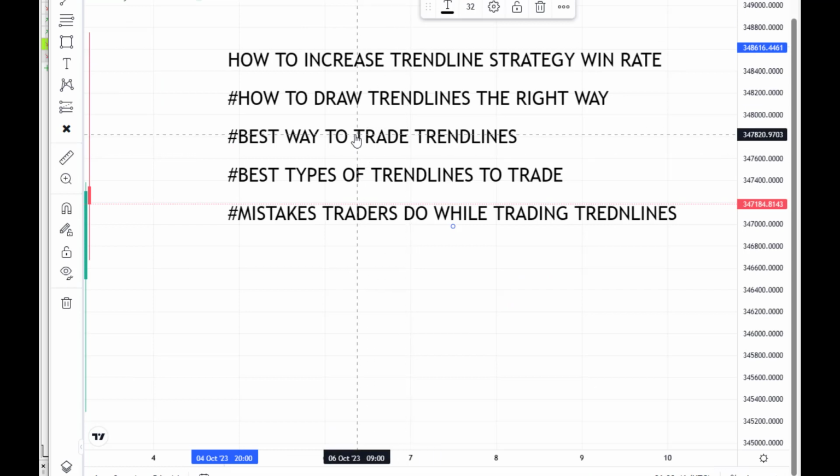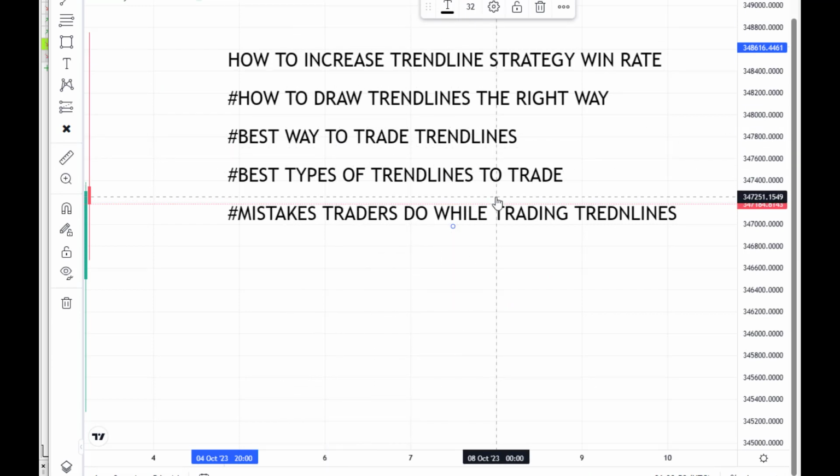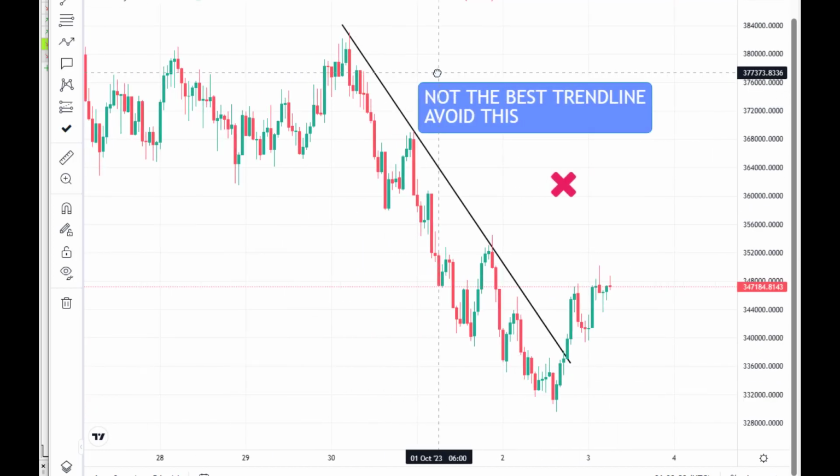Now we said that we have talked about the best way to trade, and now the best types of trend lines to trade. Now I'll share with you two types of trend lines. The best types of trend lines to trade, we see this is another type of trend line here. This is not the same as the first one.